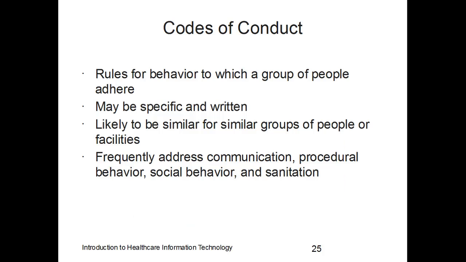All right, now we'll talk about codes of conduct. These are rules for behavior to which a group of people adhere. These may be very specific and written down, and this is likely to be similar for similar groups of people or similar facilities. So a pediatric hospital in, say, Florida should have roughly the same kinds of conduct as a pediatric hospital in Hawaii or Alaska or California, because you're dealing with the same kinds of patients, the same kinds of procedures, and the same general scope of work. Codes of conduct will frequently address proper communication, procedural behavior, social behavior, and also sanitation.